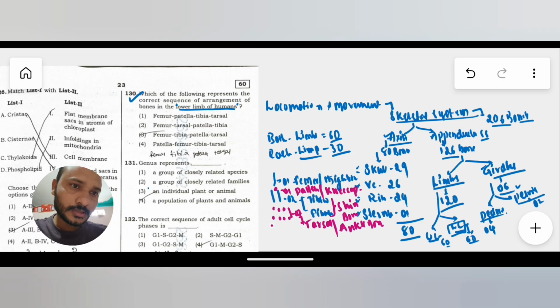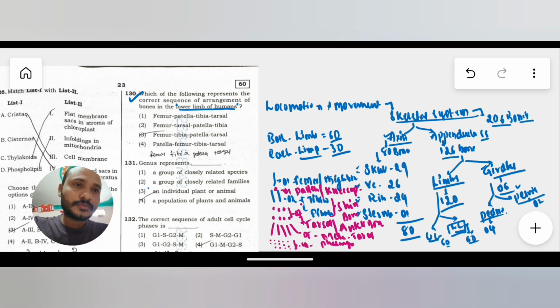From the tarsal bones there are five: 1, 2, 3, 4, 5, and here five bones are arranged. These are called metatarsal bones. Metatarsal bones. And there are 14 phalanges bones, like 1, 2, 3, 4, 5, 6, 7, 8, 9, 10, 11, 12, 13, 14. So these 14 bones are called phalanges bones.